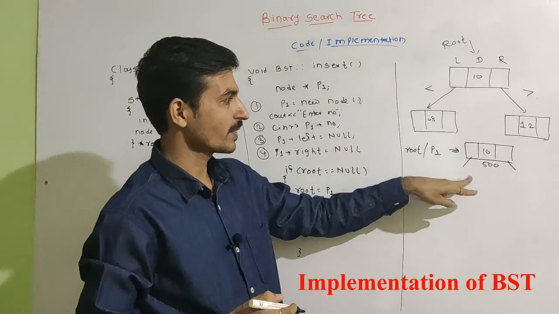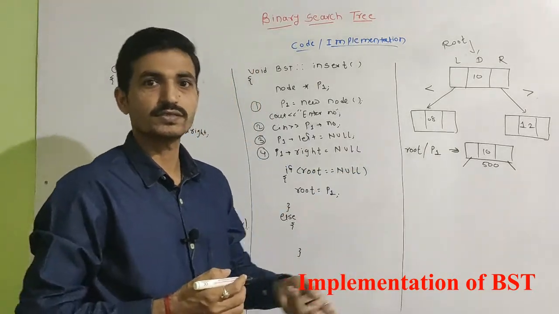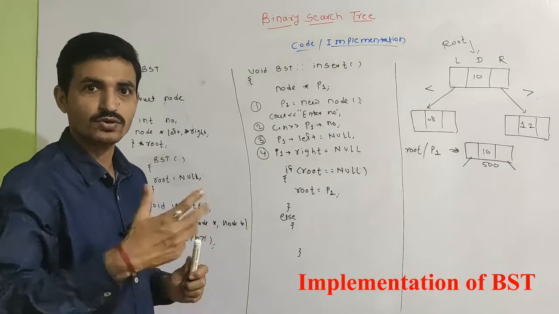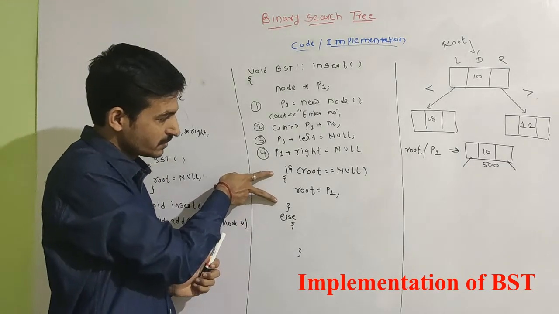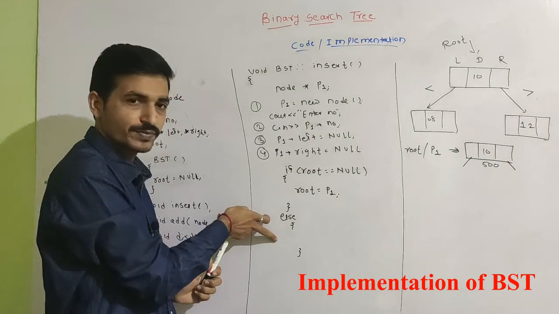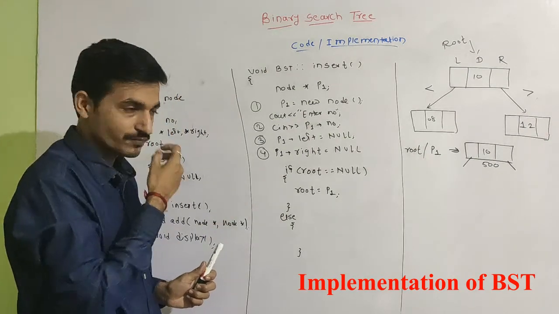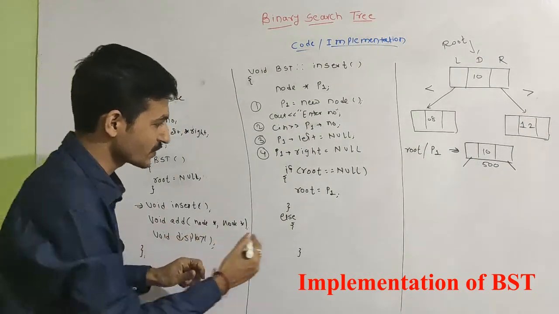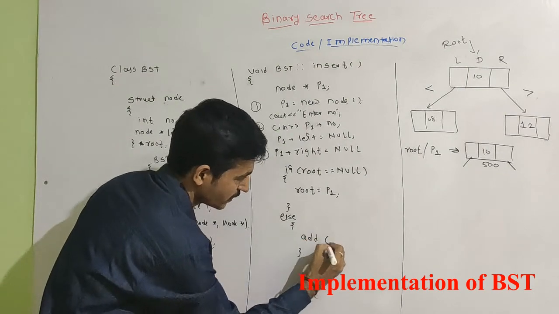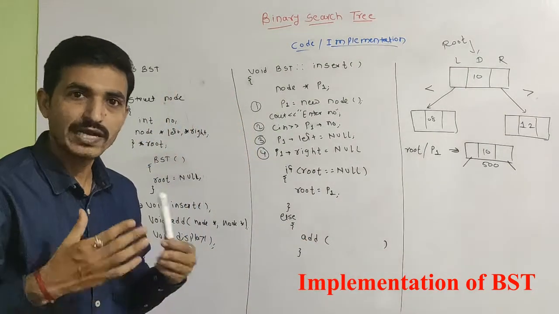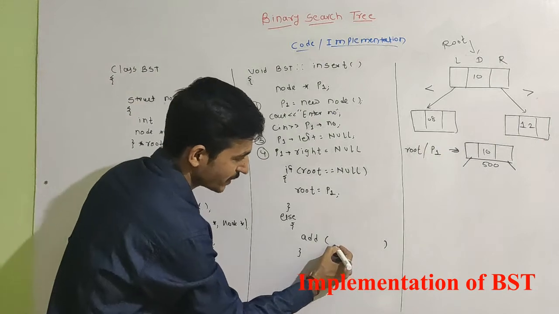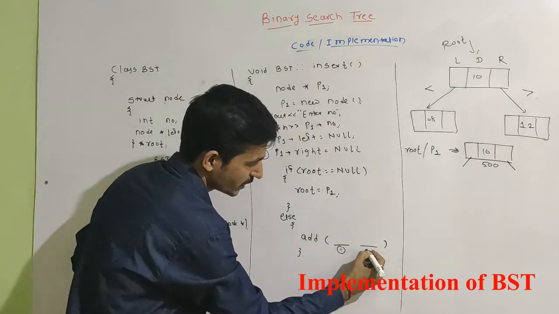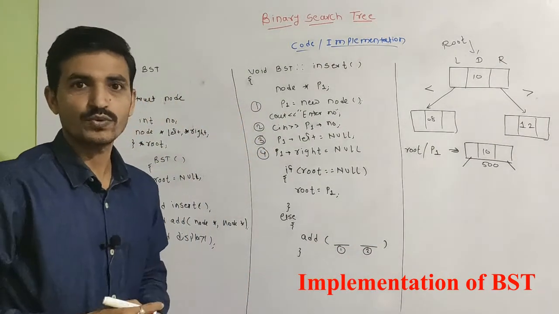Suppose this is my root node and I want to attach a node either on the left or right. That is the user's decision, whether you want to go to the left side or right side. This won't be executed, so it comes into the else part. In the else part, we add the node. So we'll write a second function, add, having 2 parameters: the first parameter is the starting point of the tree and the second one is the node that I want to attach.